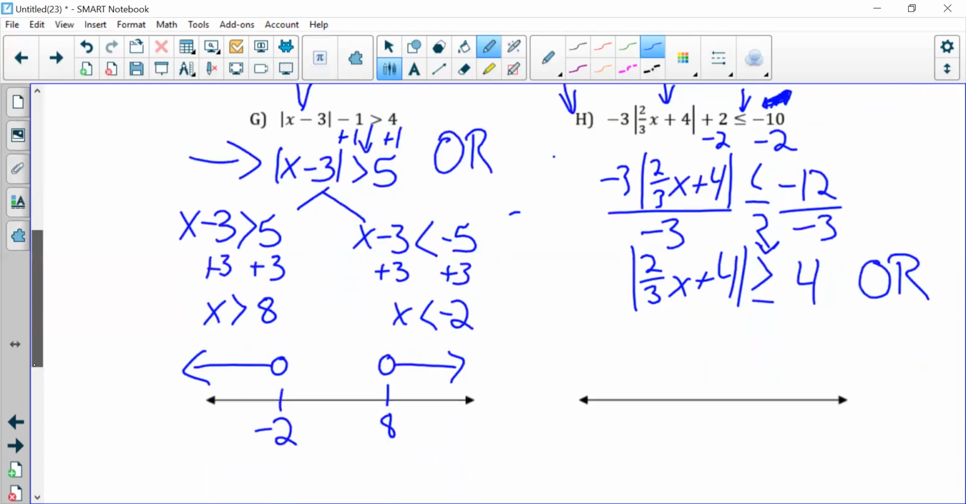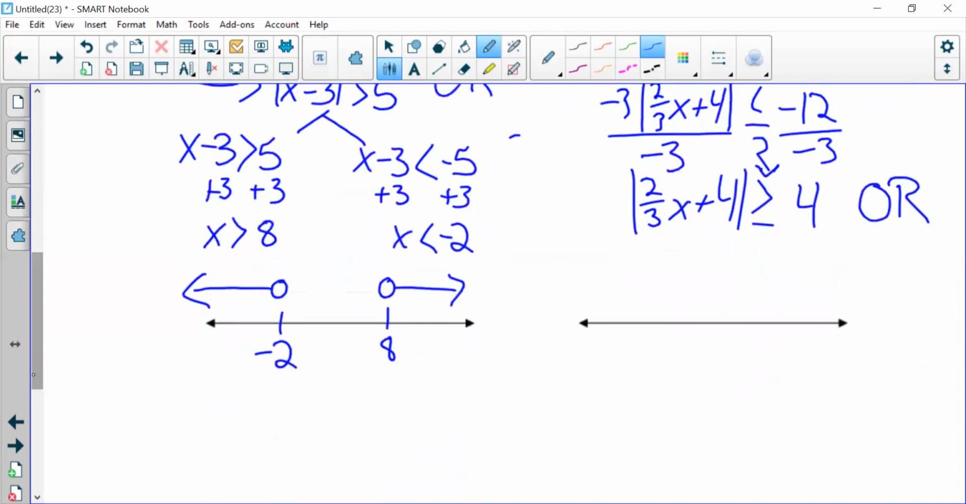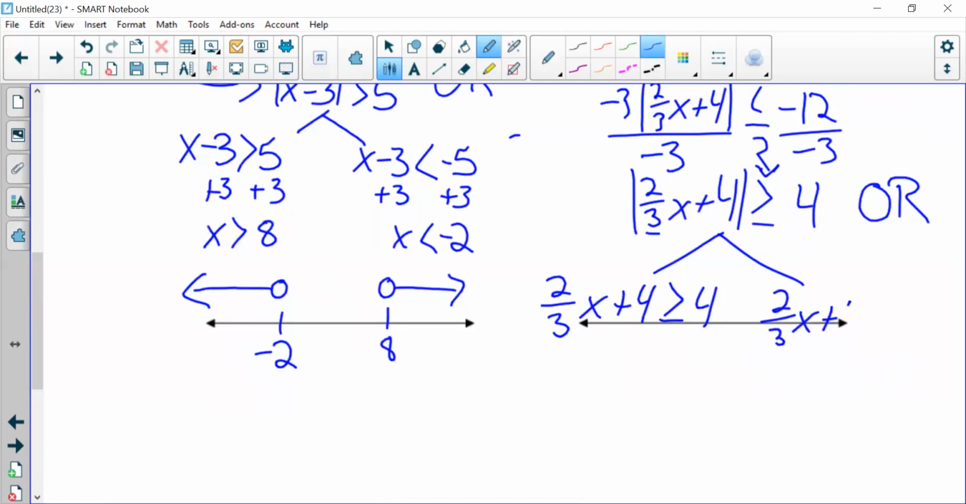I am going to go ahead and split this guy. We'll probably not graph him, but I am going to split this guy because I want to remind you how to deal with this 2/3 right here. All right, so let's go ahead and split. So 2/3 x plus 4 is greater than or equal to 4. For the second equation, 2/3 x plus 4. Remember, we flip the operator and we make the right side negative.